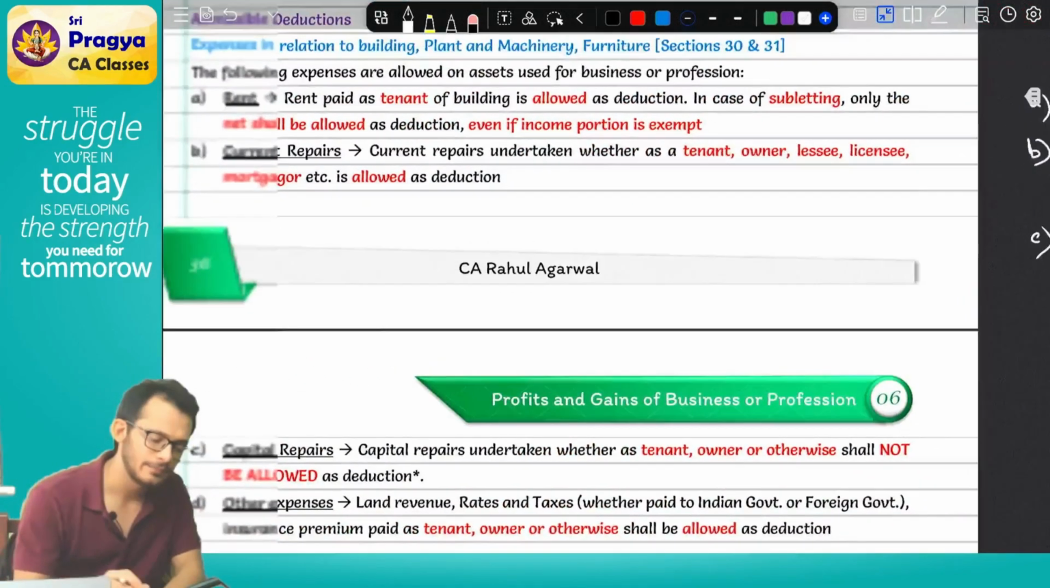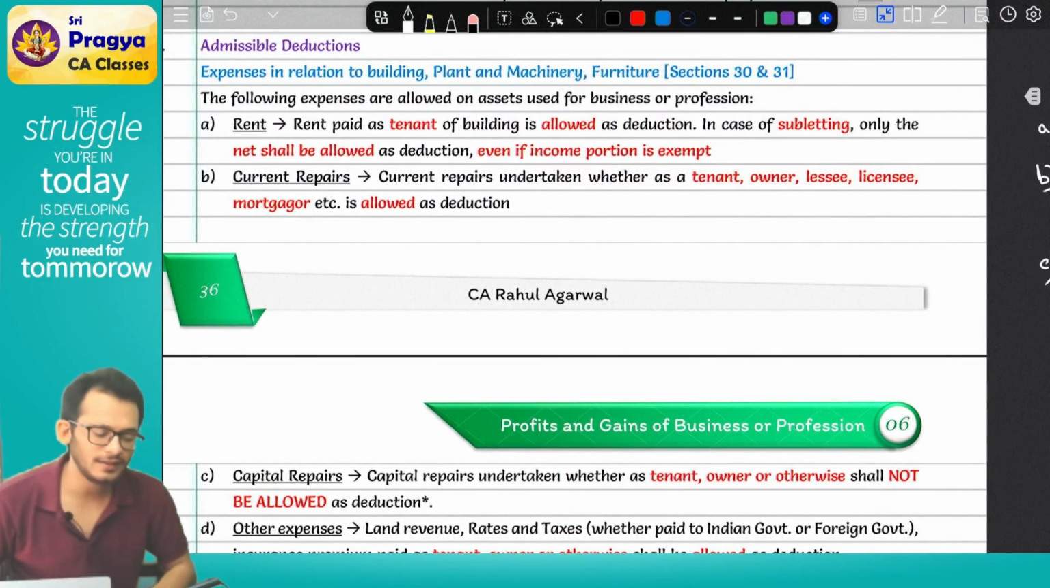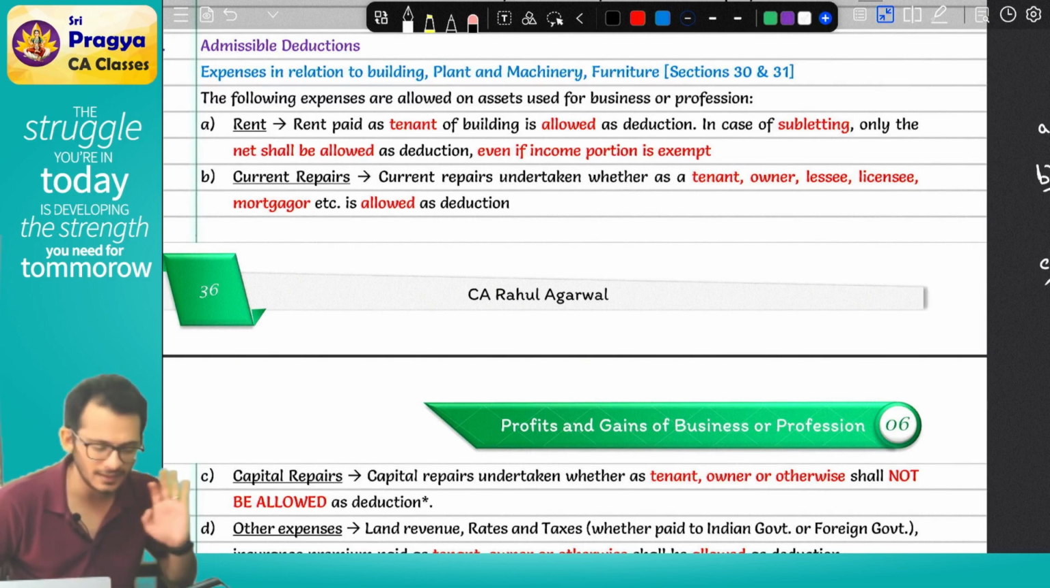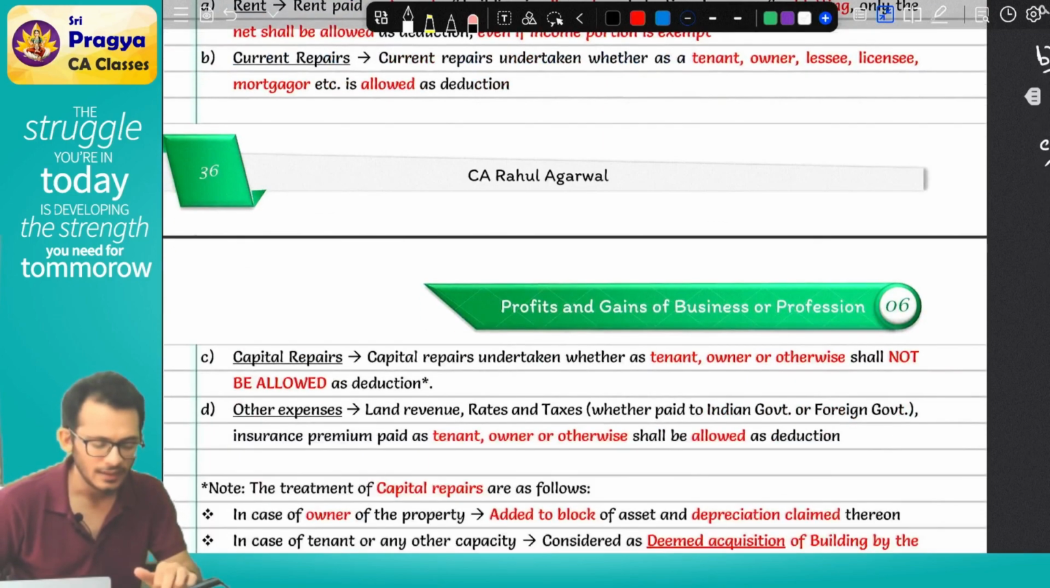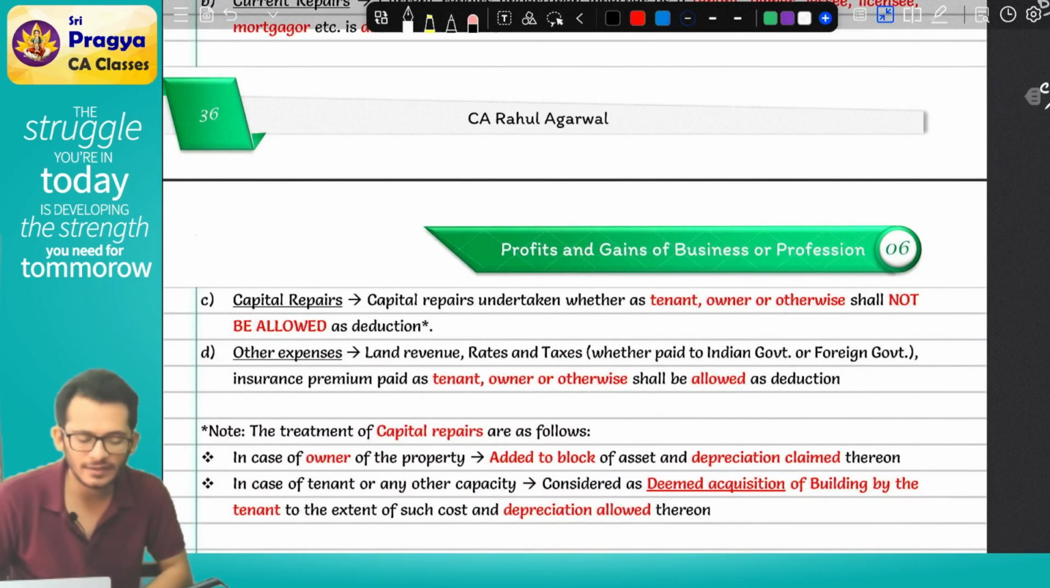Yes. Let's read. It says, if you have the following expenses, you can claim it as a deduction under PGBP. Rent is there, you can claim rent as deduction. However, in case of subletting, only the net shall be allowed as deduction. Current repairs undertaken, whether by the tenant, owner, licensee, lessee, mortgagor, it doesn't matter, everything is allowed as a deduction. Capital repairs will be capitalized in the books of accounts. Even if you are a tenant, you will deem a building.